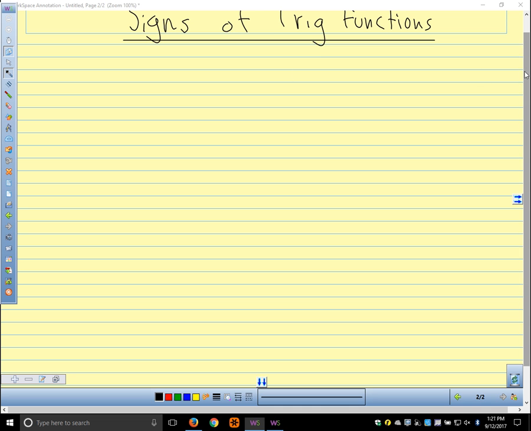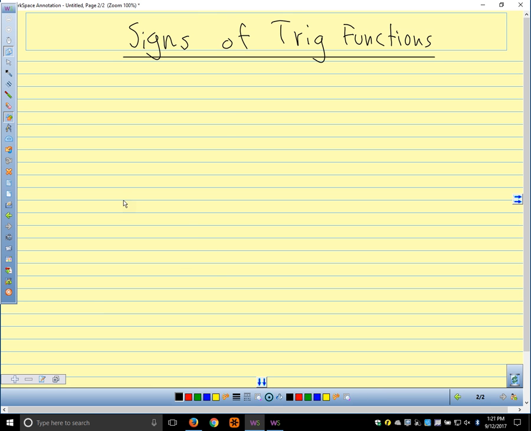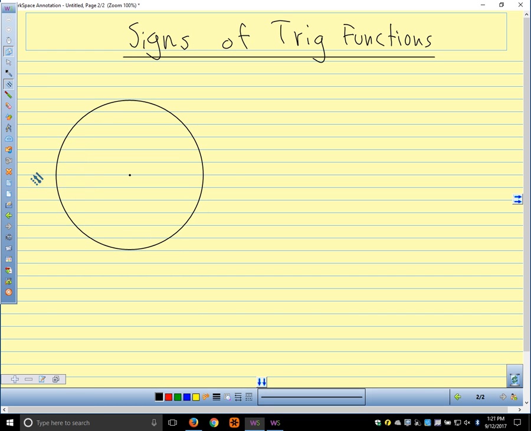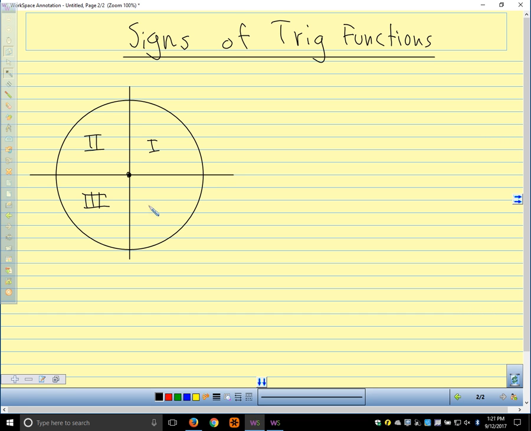All right, let me draw a little circle here. So there's my circle, and here are our quadrants. What we're interested in is which trig functions are positive and which ones are negative in the various quadrants, because that gives us a bit of information about our triangle, about where our angle is.